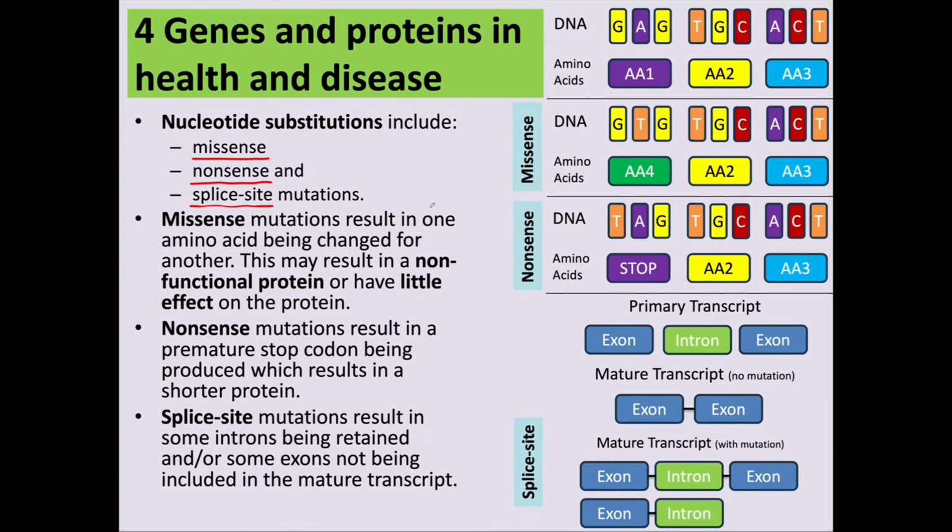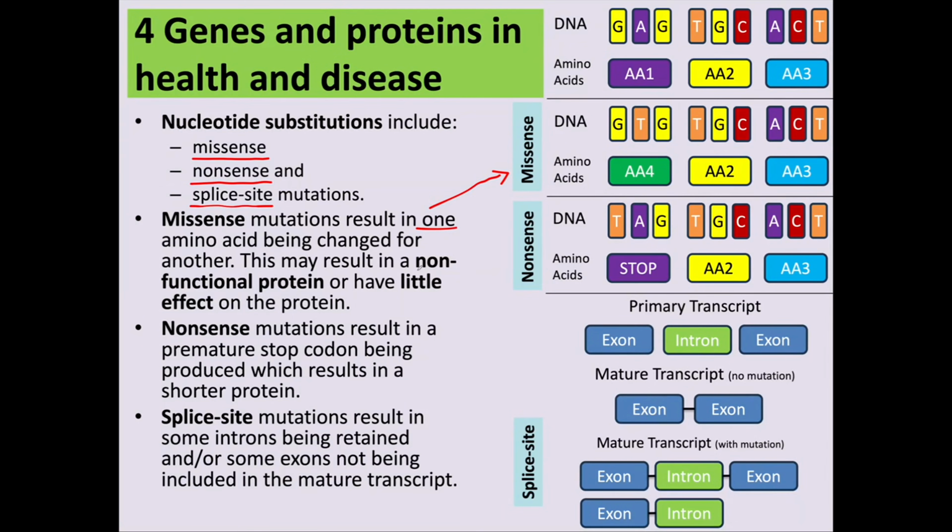So a missense mutation, that's this one here, results in just one amino acid being changed for another. So in this case, the original sequence has amino acid 1. When a missense substitution happens, that replaces amino acid 1 with amino acid 4. And if we look at the rest of the sequence, we see no change in the amino acids there. Okay, so we've just directly changed one amino acid for another.